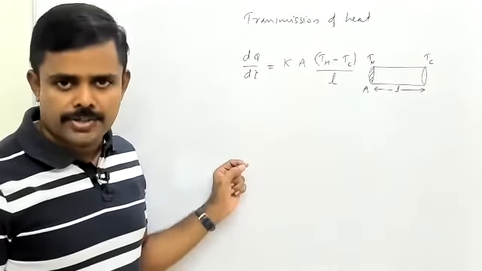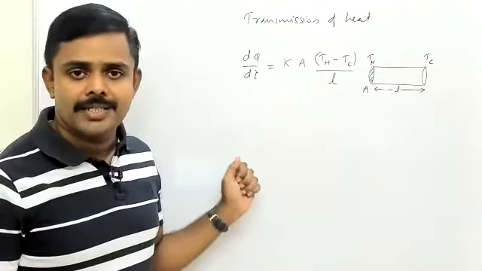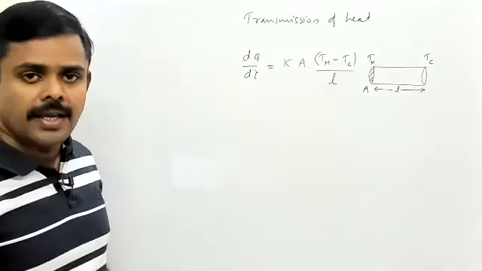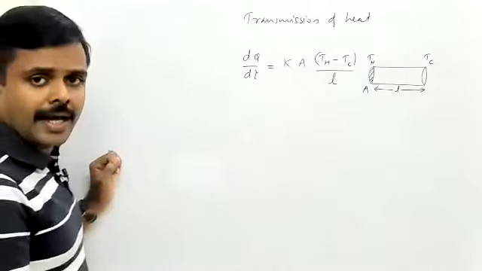Where K is called thermal conductivity, A is area of cross section, Th and Tc are temperatures of hot junction and cold junction, and L is the length. And I'm going to tell you something now.